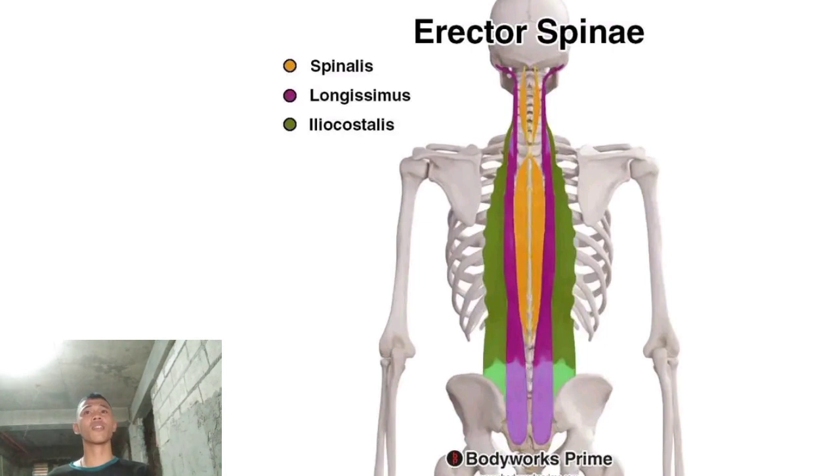Next is erector spinae. The erector spinae or spinal erectors is a set of muscles that straighten and rotate the back. They are actually deep muscles that help to extend the spine and are key in posture. They are also important when bending forward and sideways.